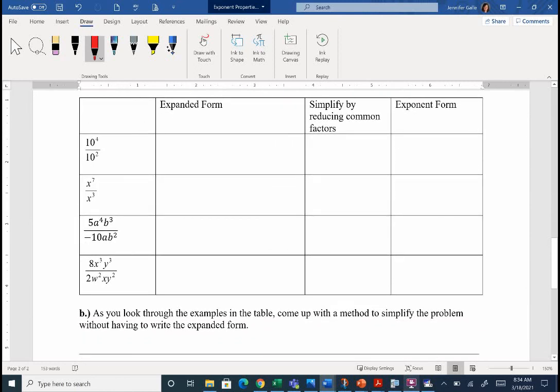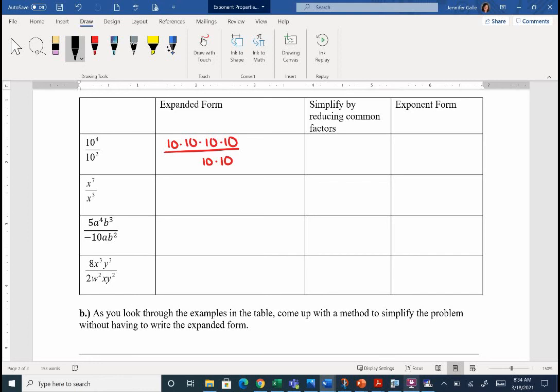The last one, if you go to the flip side, first column, it says expand it out. We're getting pretty good at that by now. Now, let's make this easy. That third column says simplify by reducing common factors. Factors are things we multiply together.